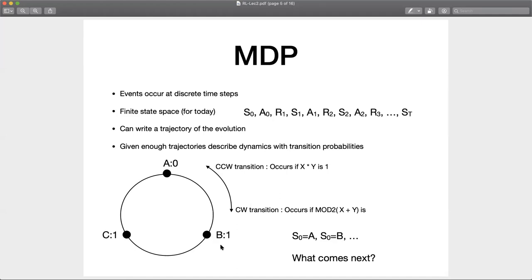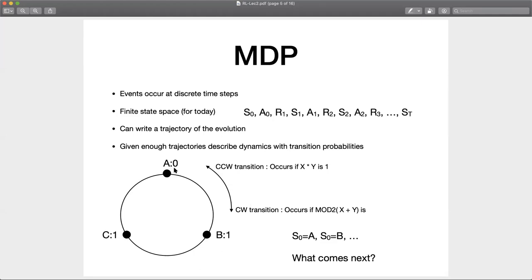Anyone? So my current state is B and my previous state was C. What do you think is going to happen? What's the next state? A. Yeah, it's A, for the same reasons. It's a 1 plus 1, so it's a counterclockwise transition. So it goes to A.